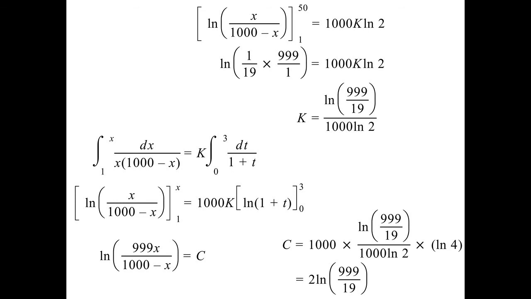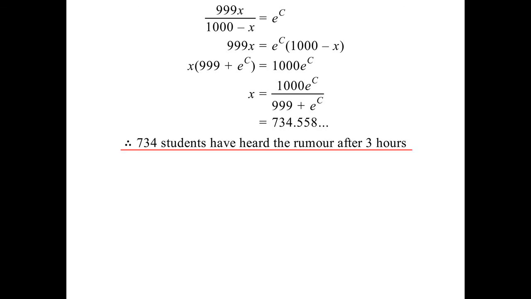We end up with 2 log 999 on 19. We're trying to find what x is. There we go. So x will be 1,000 e to the power of c, remember, c is that number we worked out before, over 999 plus e to the c. We end up with 734. So 734 students have now heard the rumour.